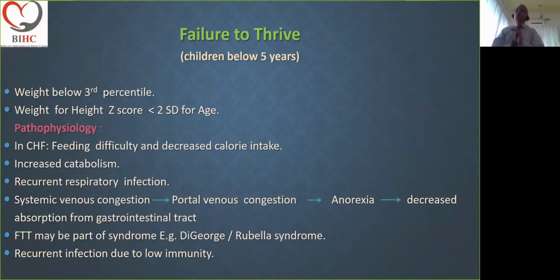But remember, failure to thrive is a problem in congenital heart disease. It can happen in congestive heart failure when there is a feeding difficulty or decreased caloric intake, there is increased catabolism, recurrent respiratory infection, systemic venous congestion causing anorexia and poor absorption. It may be a part of the syndrome of which the heart is a part, and recurrent infection may be due to low immunity, as in Eddie Jones syndrome. So failure to thrive may become a part of the presenting symptoms of congenital heart disease.